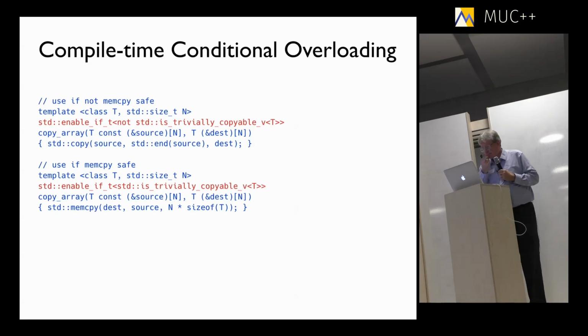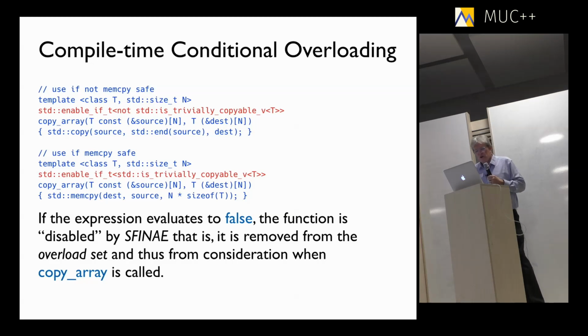Okay? All right. So the way this works is, if the expression evaluates to false, the function is disabled or ignored by SFINAE. SFINAE was invented by David Vandevoorde because he wanted a polite way to spit on people without having to say, excuse me. He just says, SFINAE on you. No, that's not the reason.